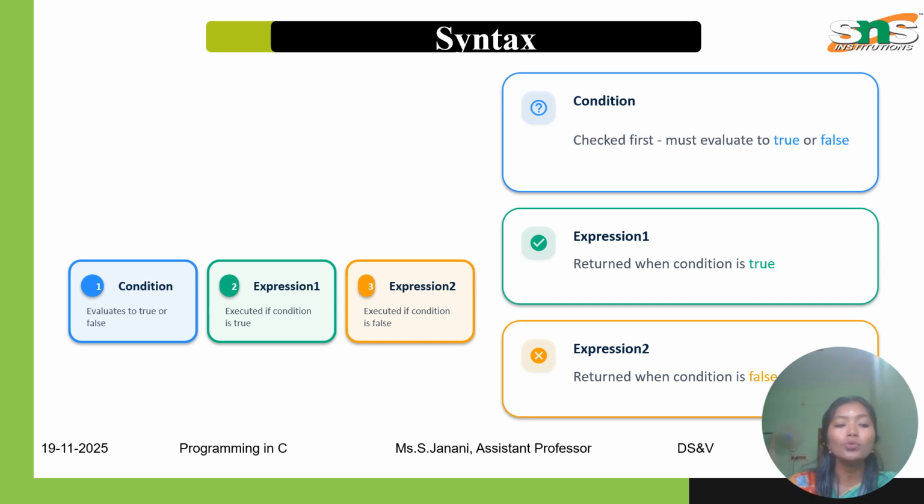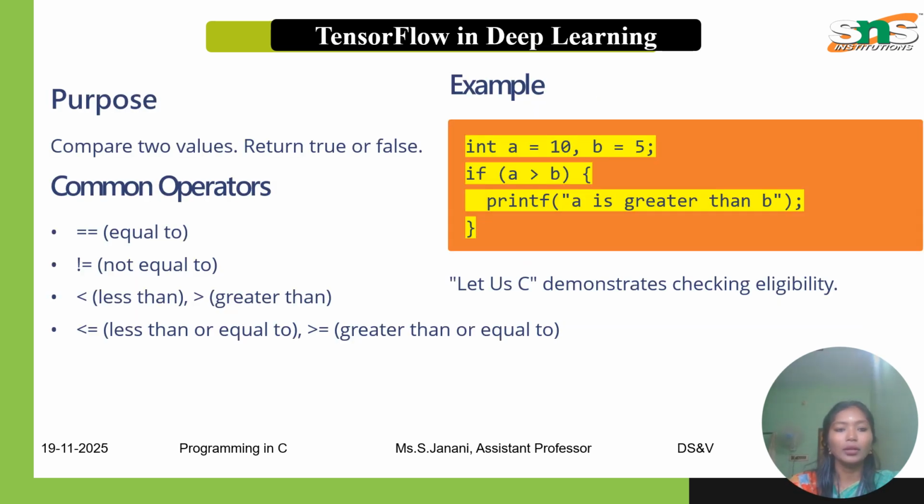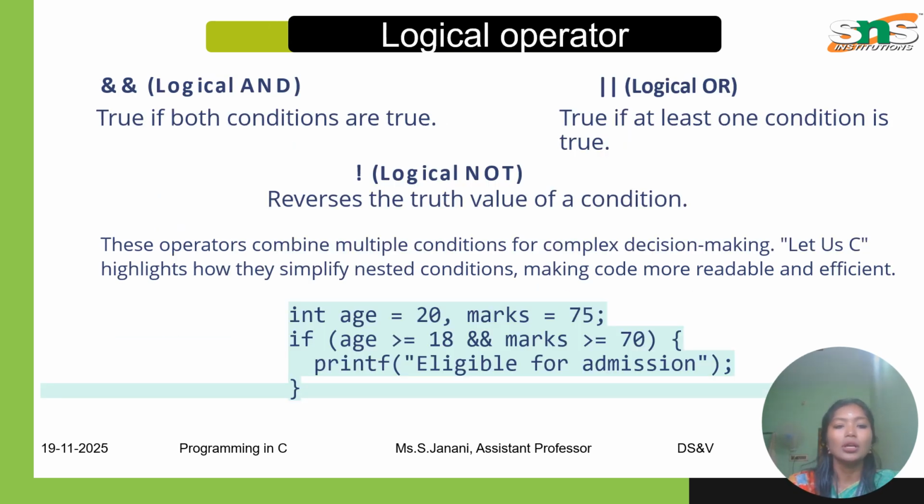This operator is widely used in simple decision-making tasks and improves the code readability. Expression 1 is returned when the condition is true, and expression 2 is returned when the condition is false. So the purpose of the conditional operator is to evaluate the condition and, if true, execute the first expression, otherwise execute the second expression. The code becomes shorter, easier to understand and more efficient when handling simple decisions.